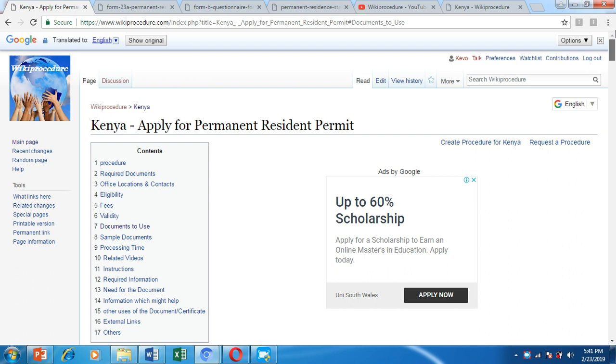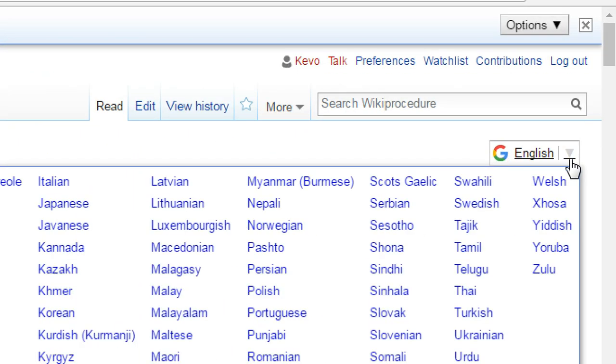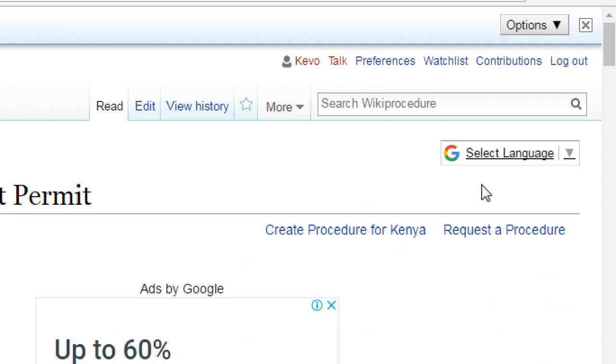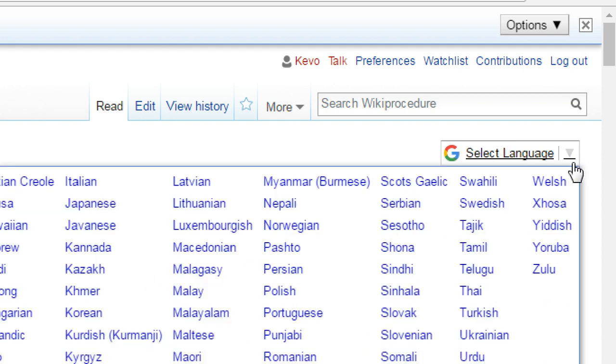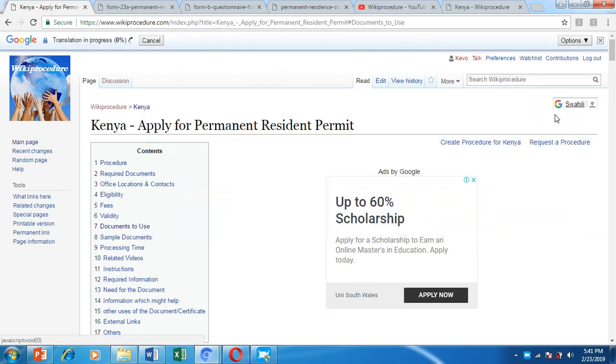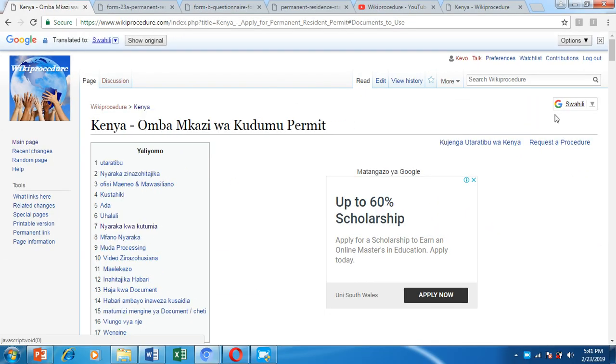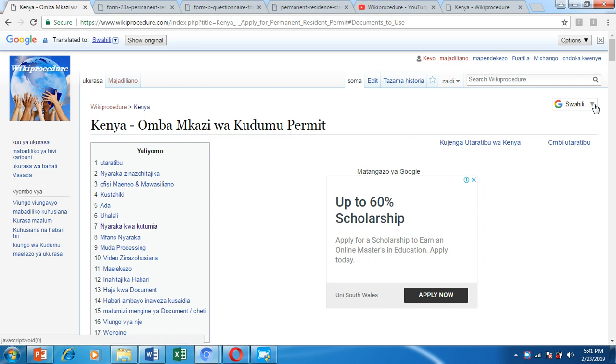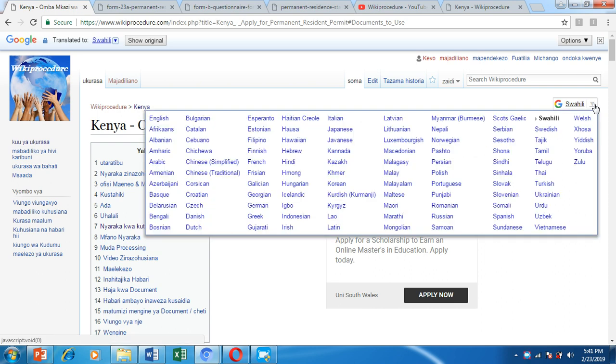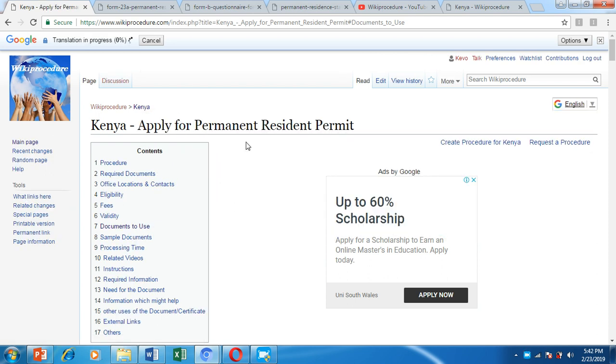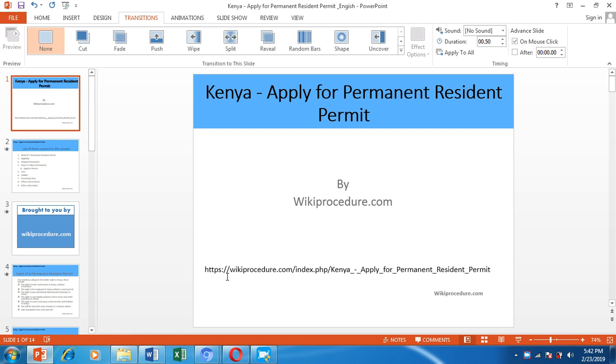Let's shift our attention to the right hand side of the screen. We have included the select language option, where you can choose the language which you find easy to comprehend. In Kenya, you can choose Kiswahili or any other language which you find easier to understand, and this will make your experience in wiki procedure as easy and smooth as possible. But for our purposes today, we are going to stick to English. So let's get back to our presentation.